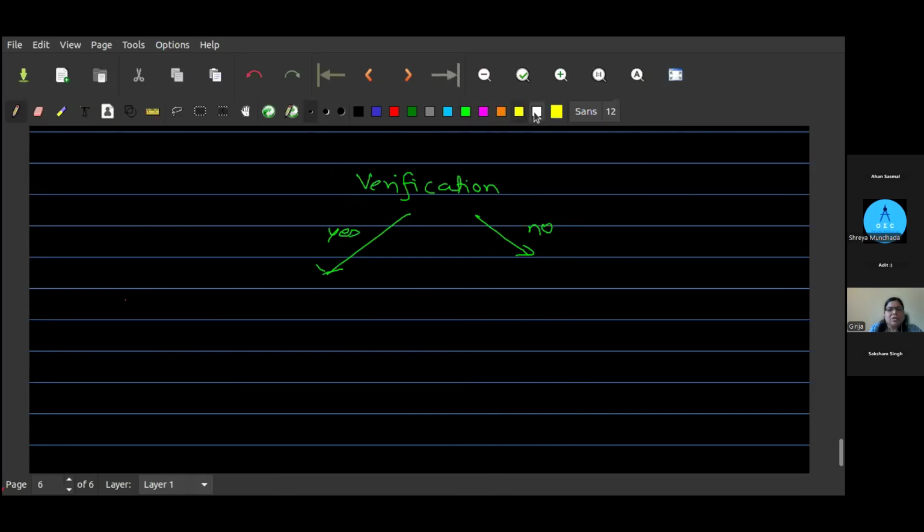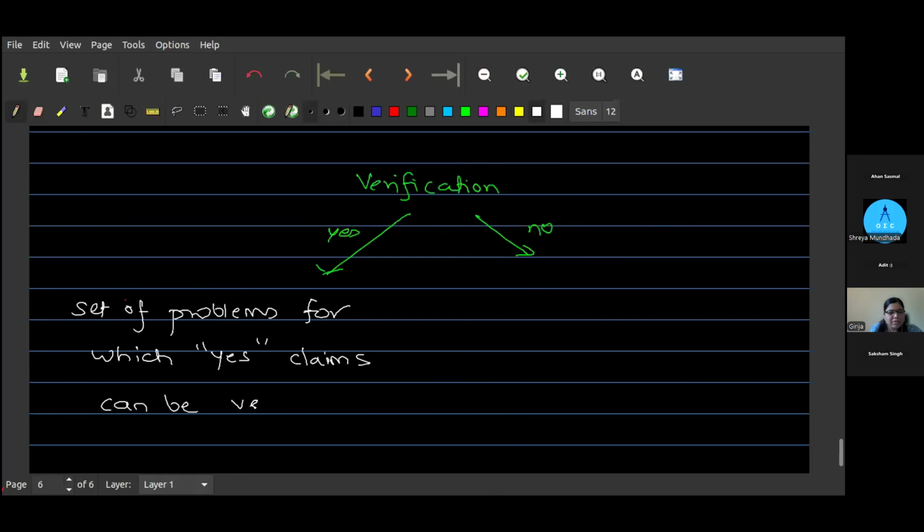Okay, so the set of problems for which, I'm really sorry for bad handwriting. It's because of that sudden change in the device. A set of problems for which yes claims can be verified in polynomial time.